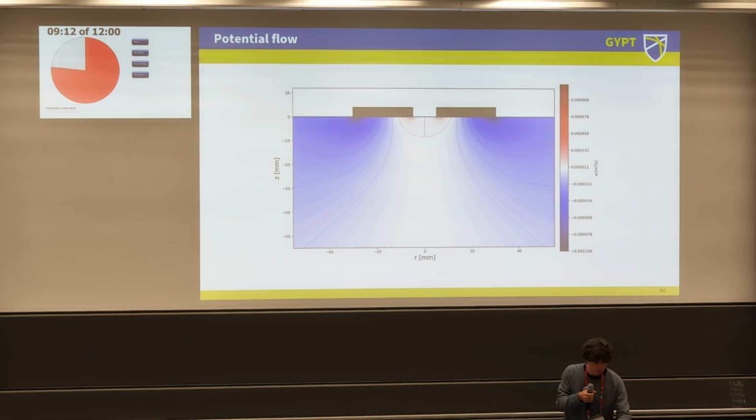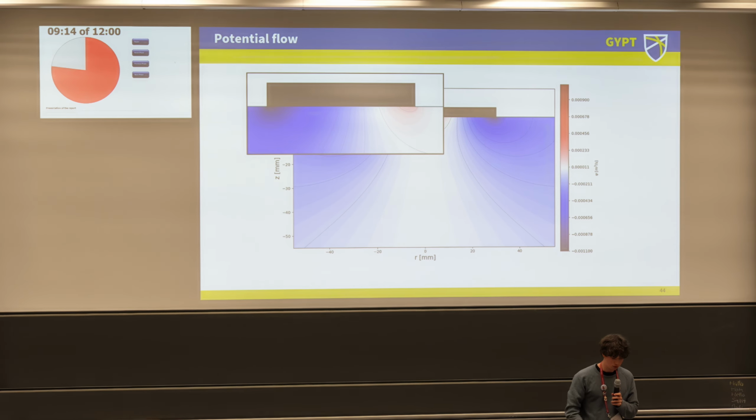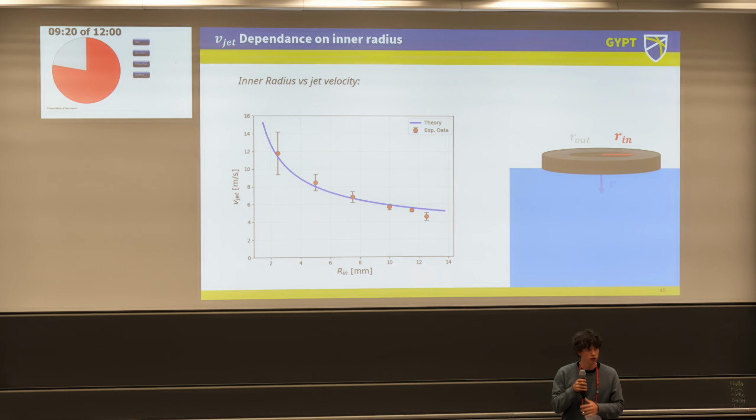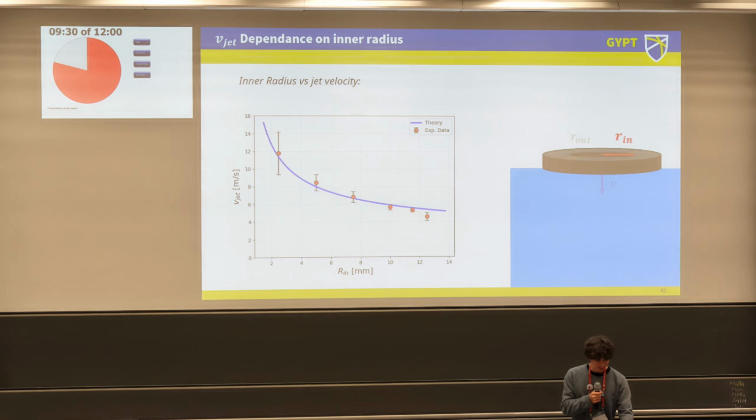And now taking a look at our potential resulting from this, we can see that from the water flowing inwards, we can determine our factor lambda. Now comparing this to our theoretical results, we can see that plotting the jet velocity over the inner radius, it fits well. And with an increase in jet velocity, with an increase in inner radius.